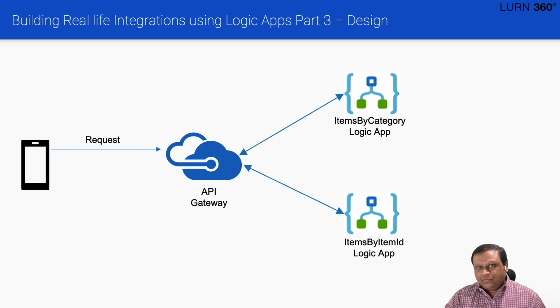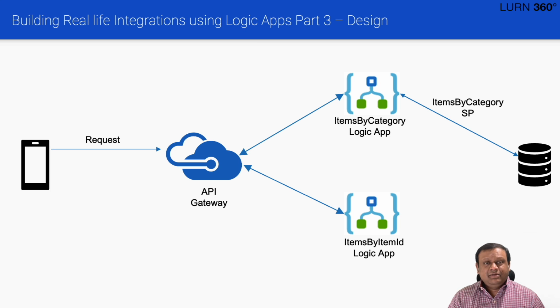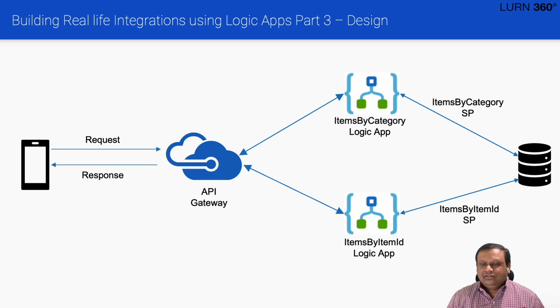Now, in this logic app, what we are going to do is there is a database. We know the database, right? We have to retrieve items. So the first logic app would call a stored procedure called items by category stored procedure. And the second logic app would call another stored procedure, items by item ID stored procedure, right? And then both of them would internally retrieve the items based on their request, and the response would be sent back via the API gateway to the calling mobile app client, right?